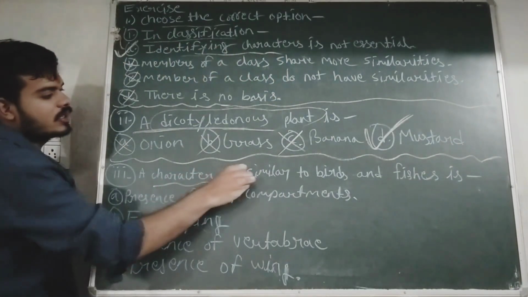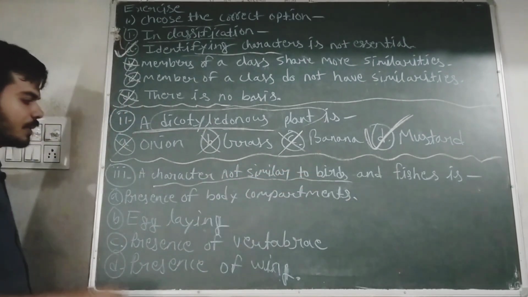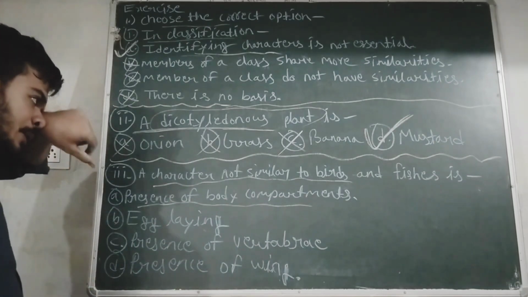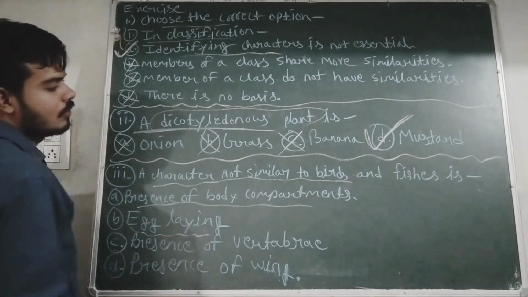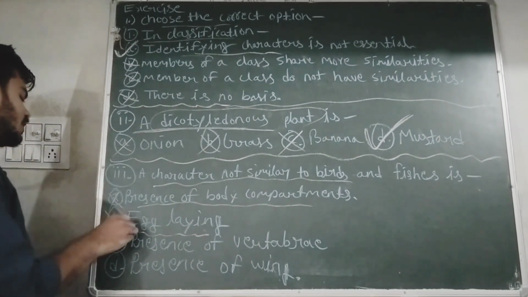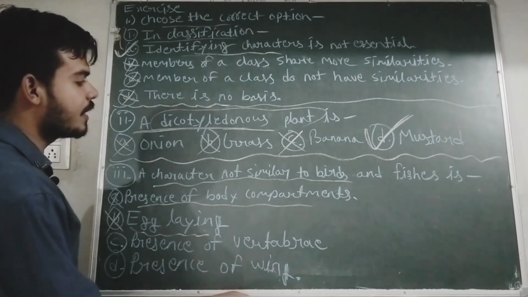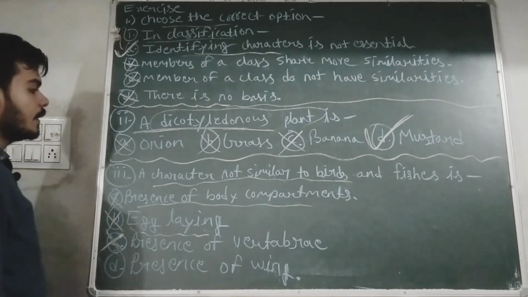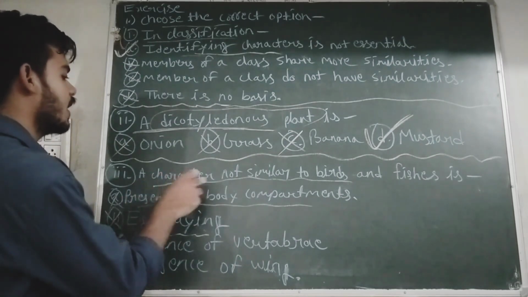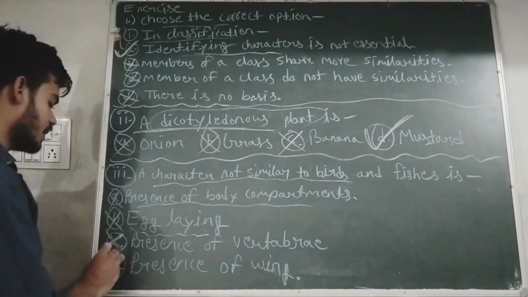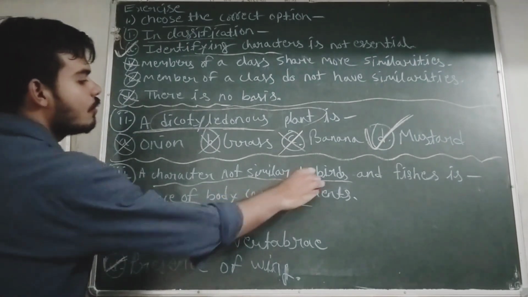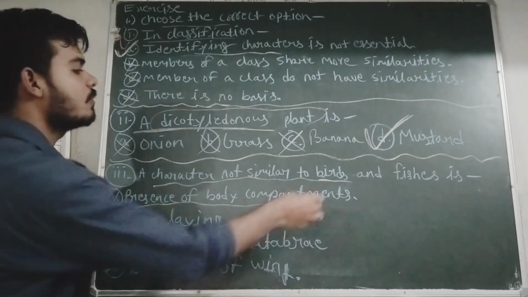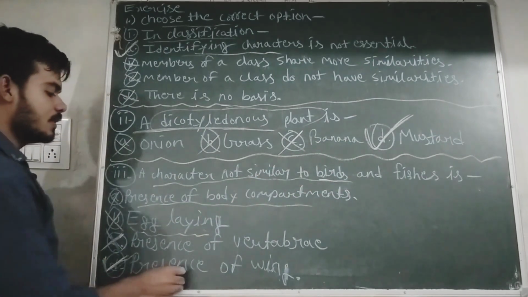Third is a character not similar in birds and fishes. Presence of body compartment is similar because both bird and fish have this. Egg laying, bird and fish both give eggs, so this is not the answer. Presence of vertebrae, both have vertebrae, so this is a similarity and not the answer. We have to tell the differences. The character not similar in birds and fishes is presence of wings, because birds have wings but fish haven't, so the answer is option D.